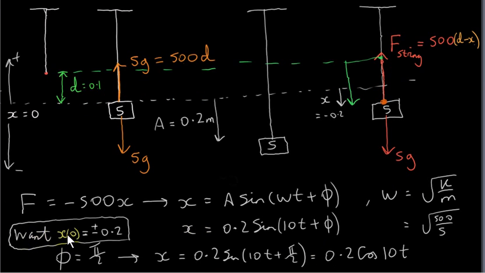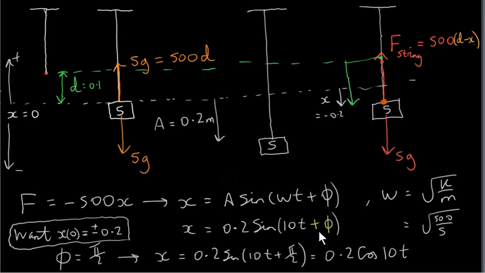Now we want the initial position of the mass to be either plus 0.2 or minus 0.2. Actually, it's minus 0.2 here because I took downwards to be negative. But it turns out that we could have x naught equal to plus 0.2 as well. It doesn't matter whether the mass was released after being pushed up a distance of 0.2 meters from the equilibrium position, or after being pulled down a distance of 0.2 meters from the equilibrium position. It doesn't matter.